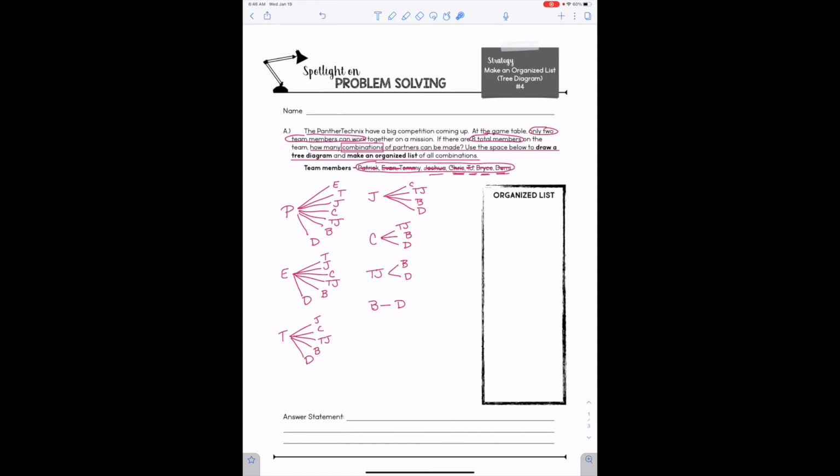Again, when I'm making my organized list, I'm just going to be going down here, starting with PE, then moving down. PT, PJ, PC, PTJ, PB, and PD. And then I'll move on to the next group.